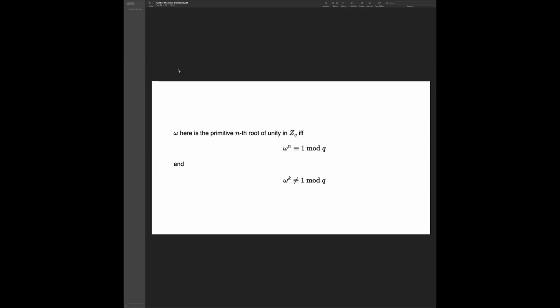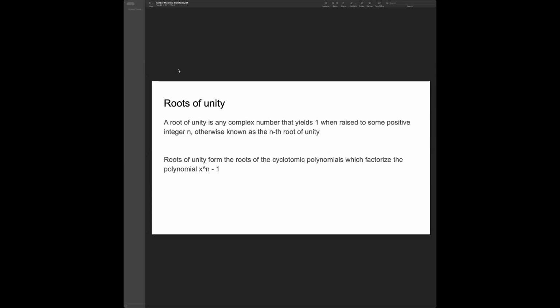Because what is a root of unity? A root of unity is any complex number that yields 1 when raised to some integer n. Otherwise, we can call it the nth root of unity. And these roots of unity form the roots of the cyclotomic polynomials which factorize polynomial x to the n minus 1.